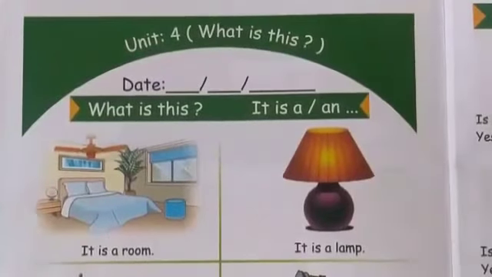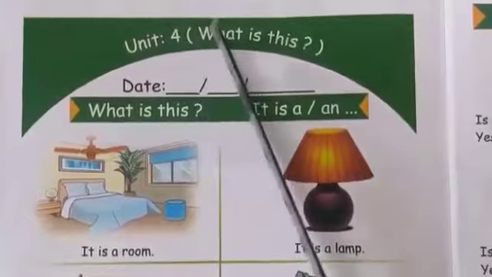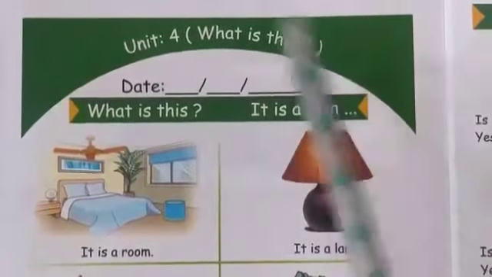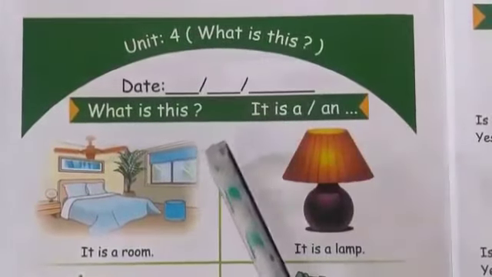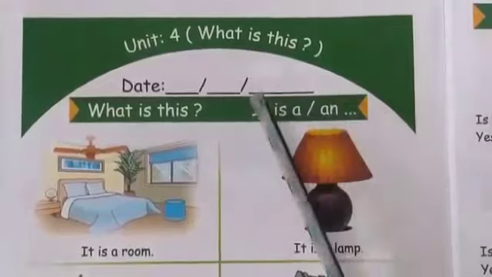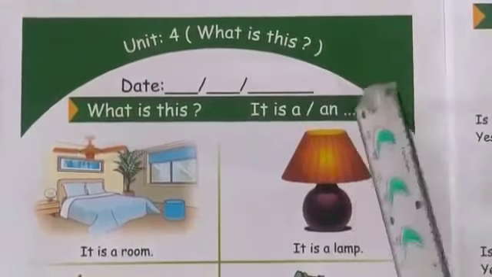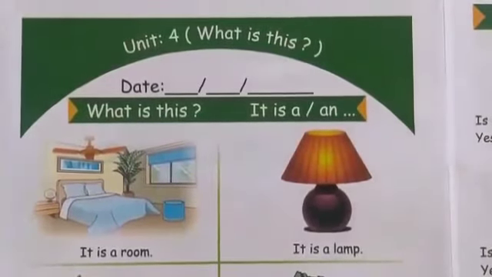Now open your book at page number 24 and we are going to start reading from unit 4. Unit 4, what is this? And you will write the date here. And after this, what is this? You will give the answer by looking at the object. It is a or an. Is that clear? Now let's start reading.